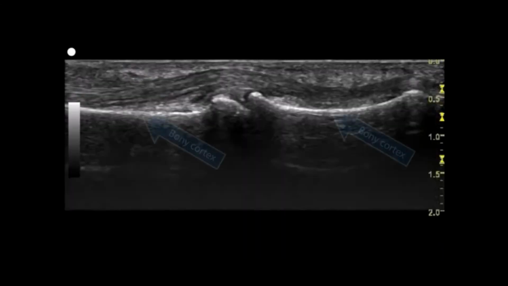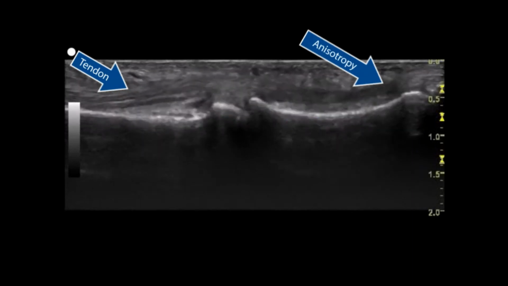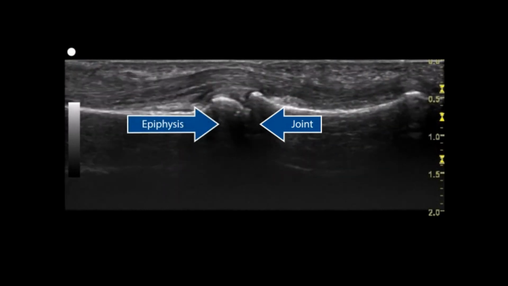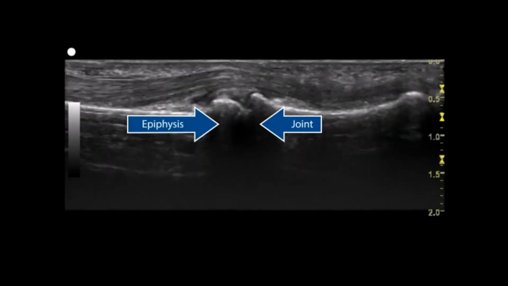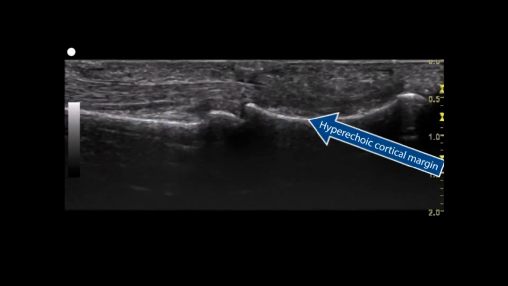Then, in this video of a proximal phalanx, one sees another segment of bony cortex. Tendon can also be seen with a little bit of anisotropy spanning the length of the screen. One observes the joint cavity in the center of the screen with the bone and its epiphysis on each side. The bone has a very nice, continuous hyperechoic cortical margin.